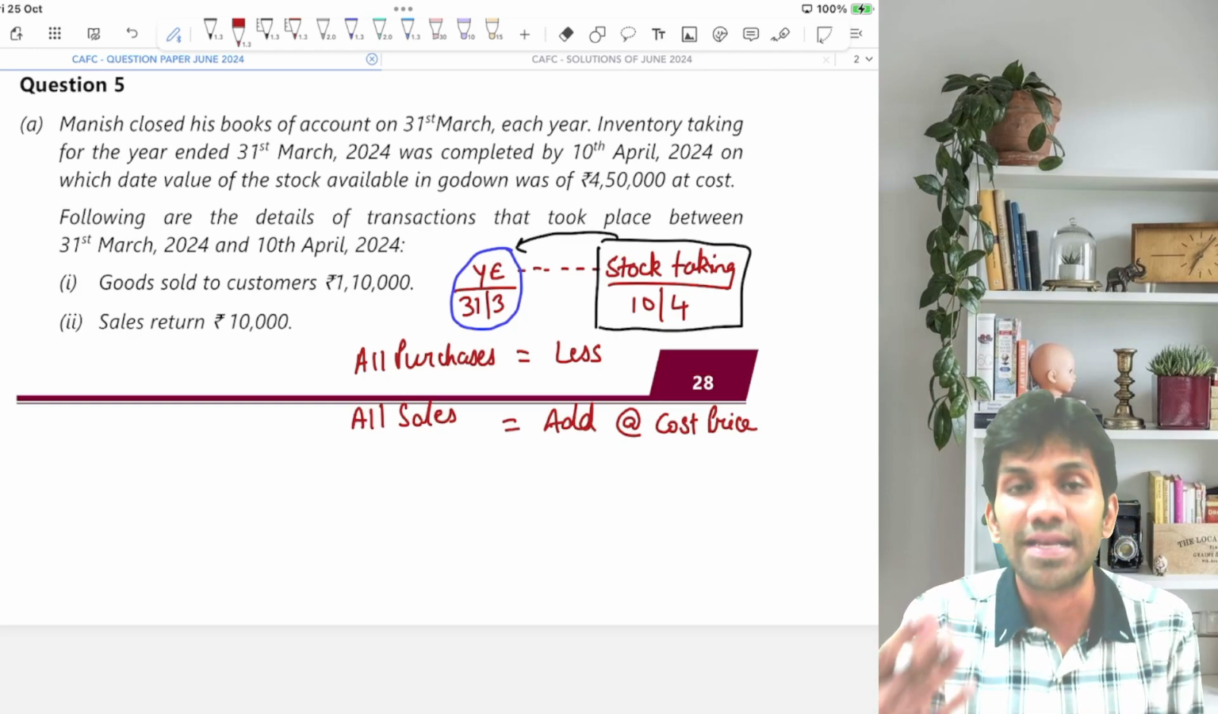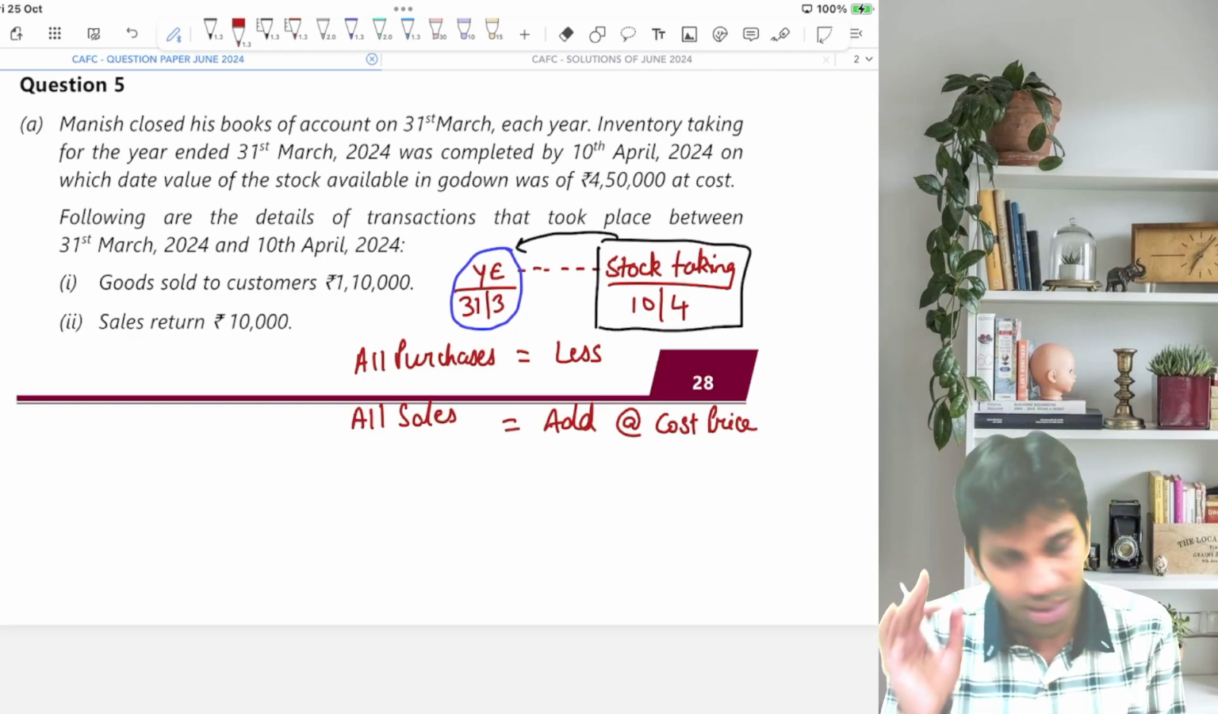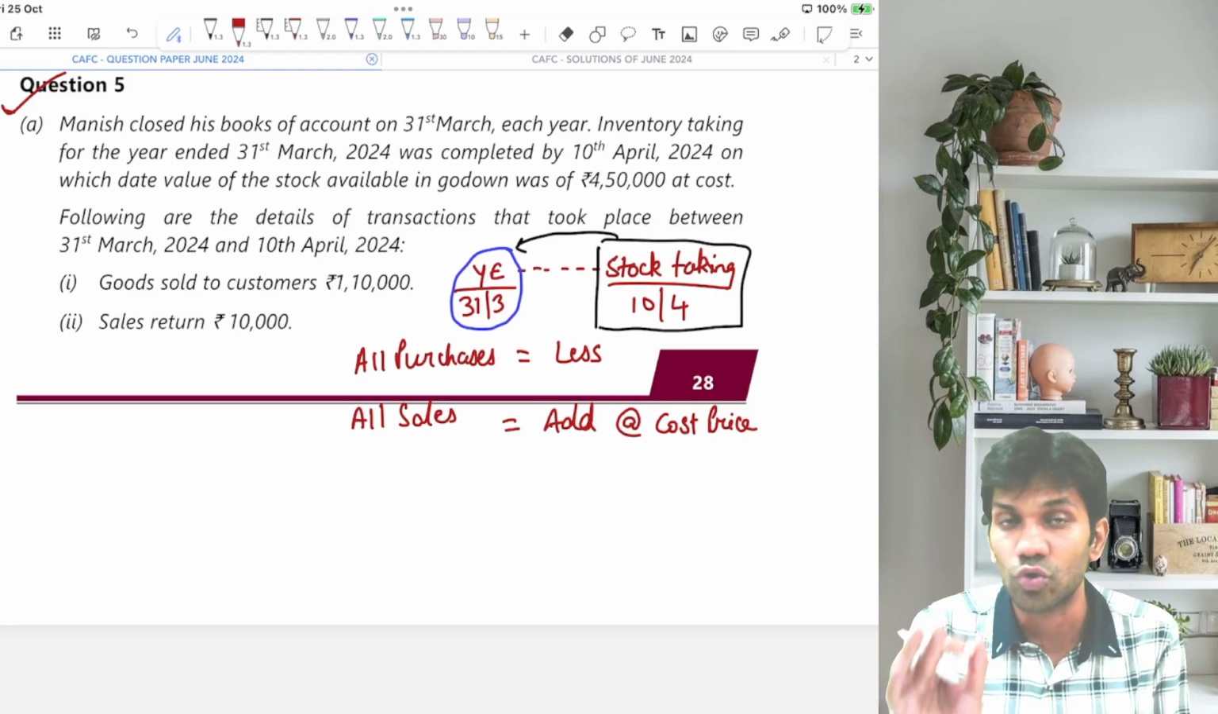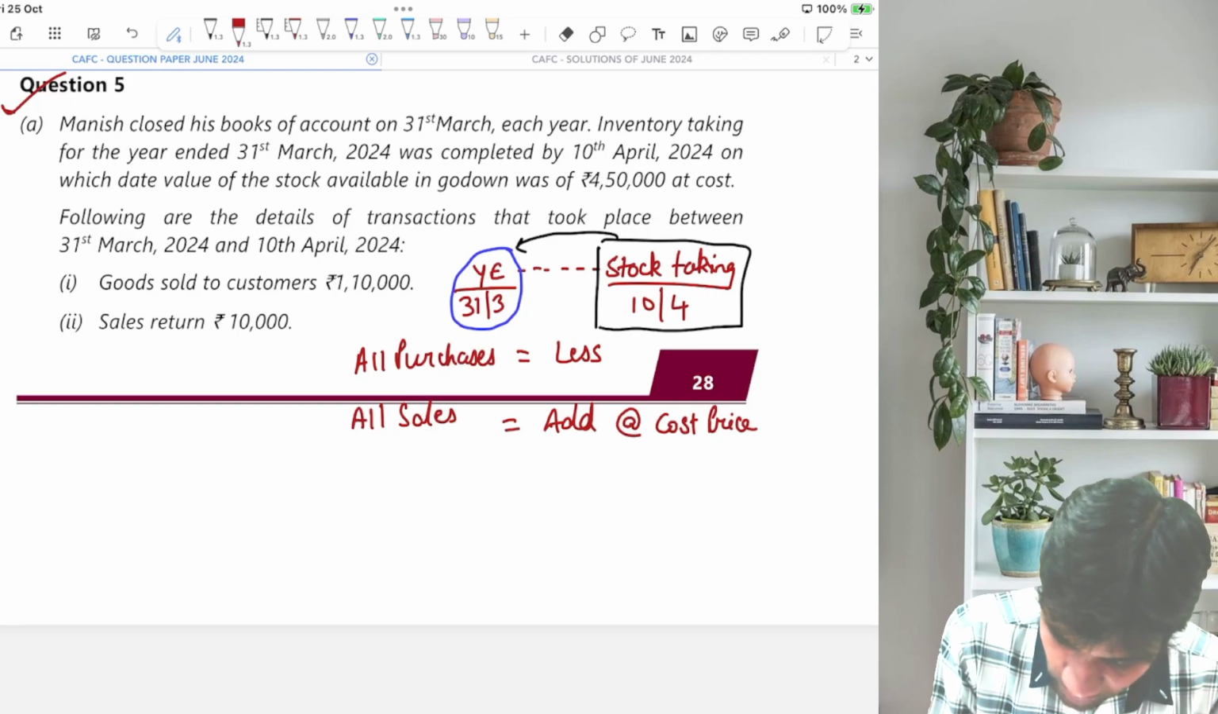So why to recognize the profit? So this is the concept. Now let's start with question number 5 of the exam, that is June 2024. Manish closes books of account on 31st March every year.